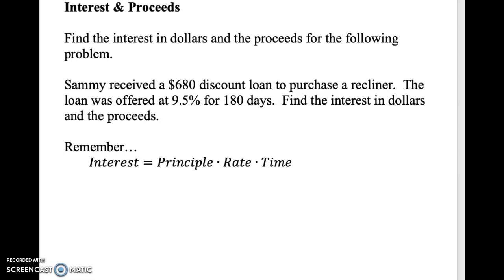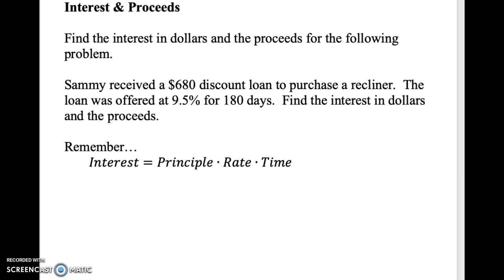Interest and proceeds. So we're going to take a look. It says find the interest in dollars and the proceeds for the following problem. Sammy received a $680 discount loan to purchase a recliner. The loan was offered at 9.5% for 180 days. Find the interest in dollars and the proceeds.